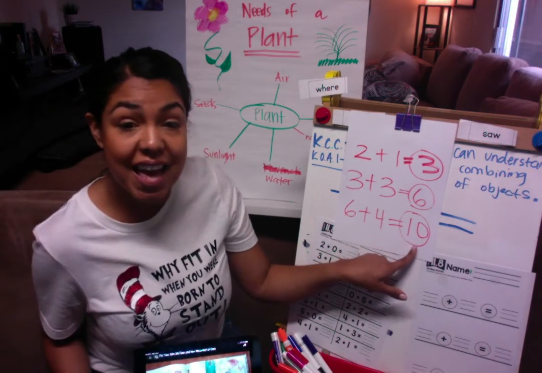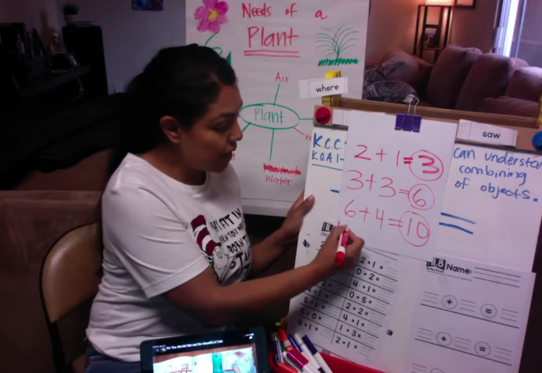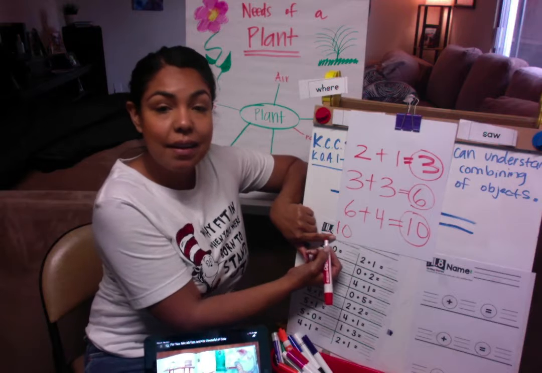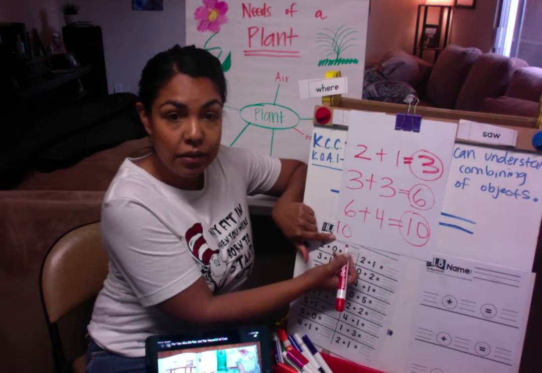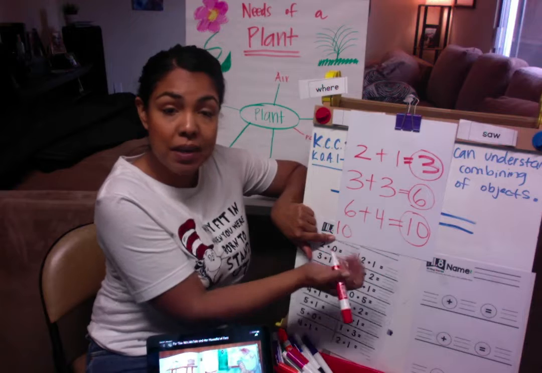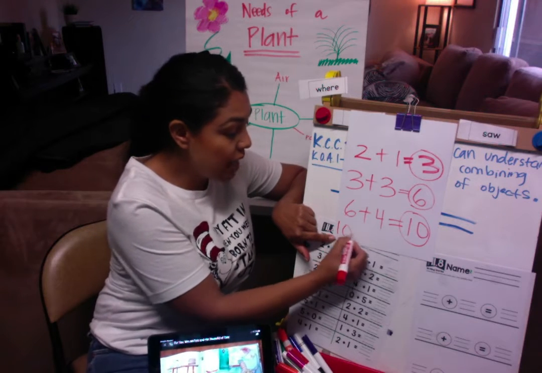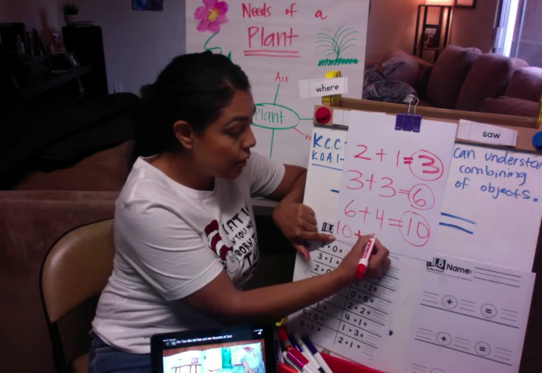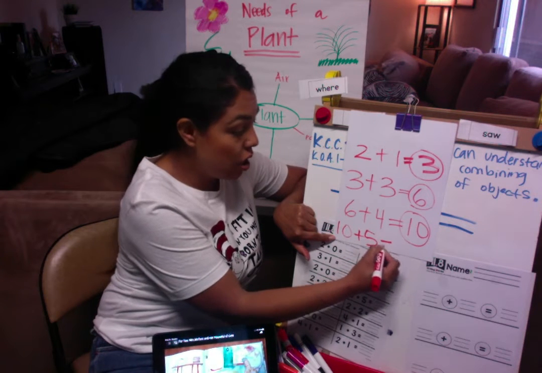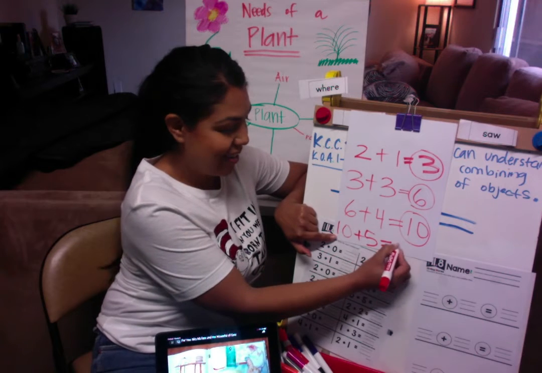She had 10. Remember, she had 10. So we're going to write a 10. Everyone draw a 10 on your paper. 10. How many am I adding? 10. 10 plus. How many more came? 5. Good. So 10 plus 5 equals how many? 15. Good.